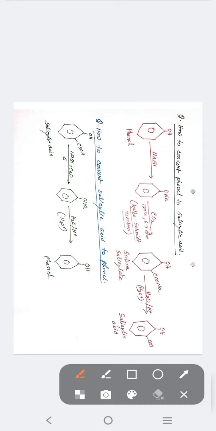Next part, how to convert salicylic acid to phenol. At first, salicylic acid reacts with soda lime, that is NaOH plus CaO, in the presence of heat. The product formed is sodium phenoxide. This product, sodium phenoxide, is hydrolyzed, and the product formed is phenol.